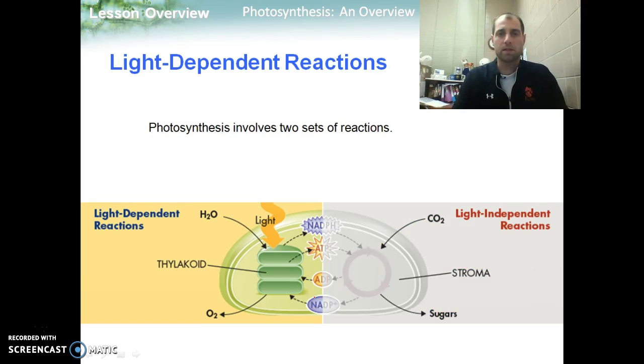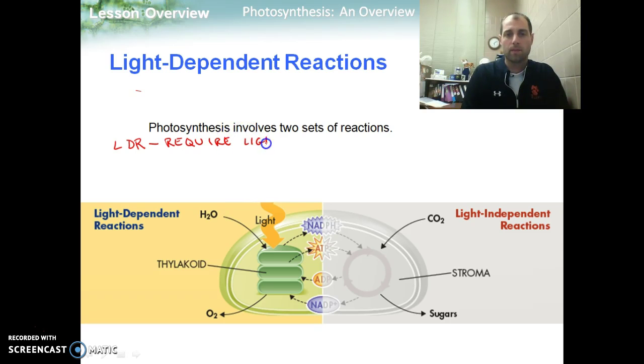Alright, so the two sets of reactions within photosynthesis are the light-dependent reactions and the light-independent reactions. The light-dependent reactions, or LDR, require direct sunlight, require light. And several things are going to come in. Well, what comes in to the light-dependent reactions? Well, we certainly have light, and usually that's in the form of sunlight. And we have water, which the plant is taking up through the roots. It's coming from the ground.